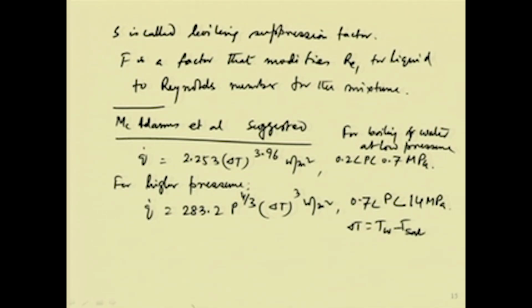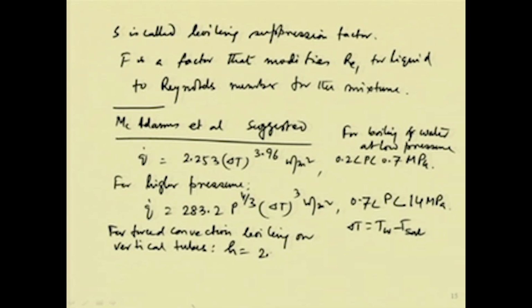Okay. Then another relationship for vertical tubes for forced convection boiling on vertical tube, h is equal to 2.54 delta T whole cube into e to the power P by 1.551 watt per meter square per degree centigrade, and 5 less than P less than 170 atmosphere. Okay. So, this is the relationship.